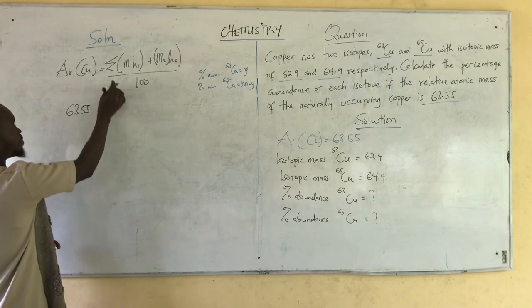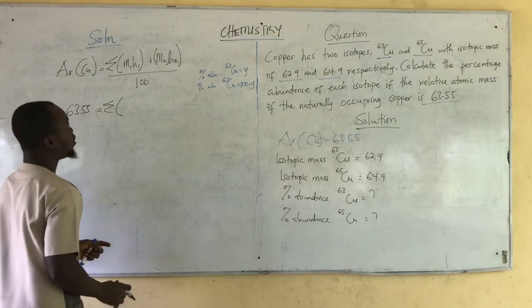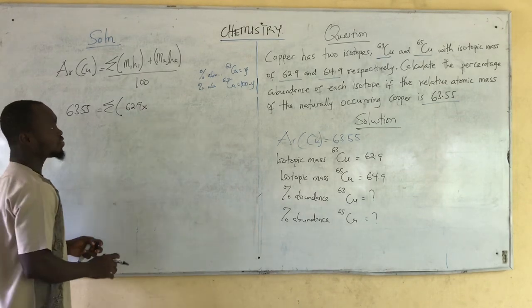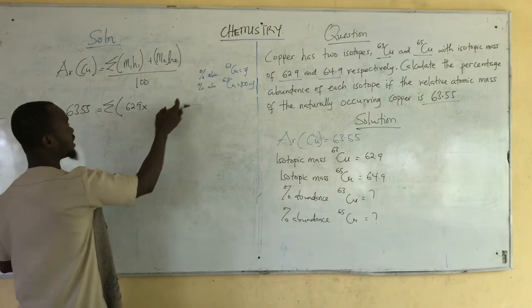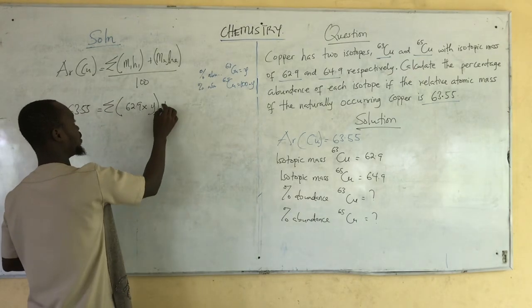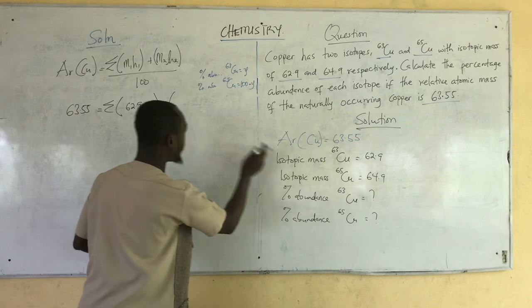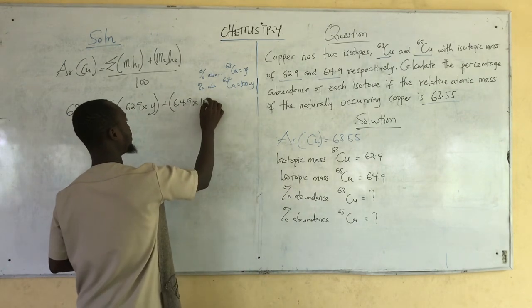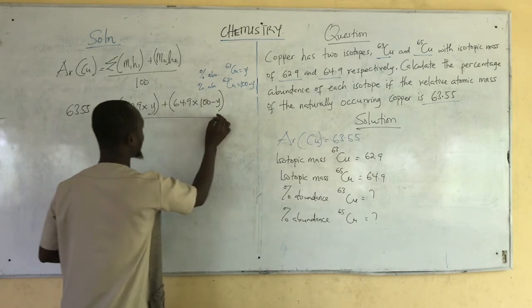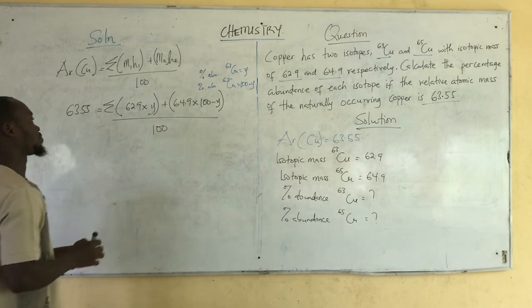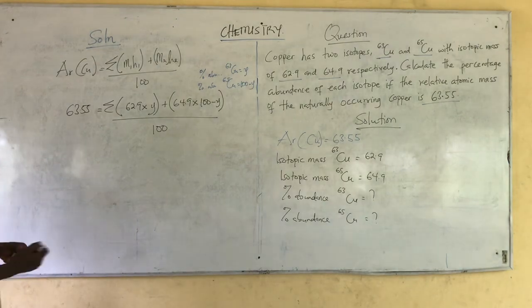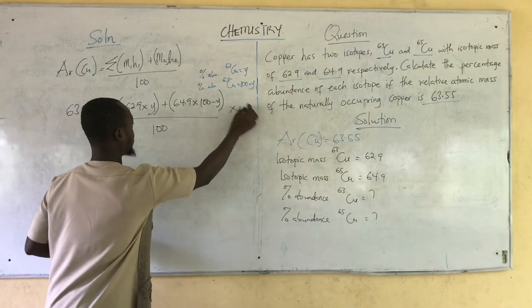So 63.55 is equal to the summation of the mass of copper 63, that's the first isotope, and that is 62.9 times the abundance of copper 63. We said the abundance is let it be y, so times y, plus the mass of the second one, that is 64.9, 64.9 times its abundance. Its abundance is 100 minus y, all divided by 100. Is that okay? So once we get here, let's do some mathematics. So we multiply both sides by 100.